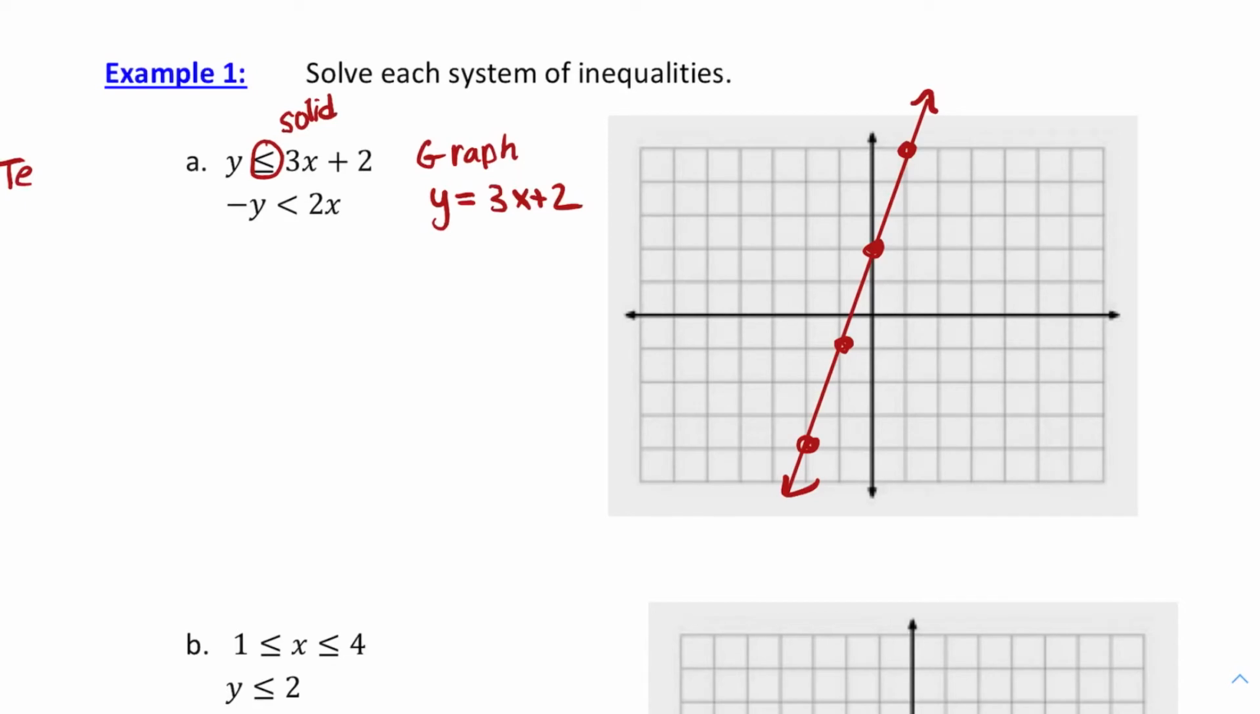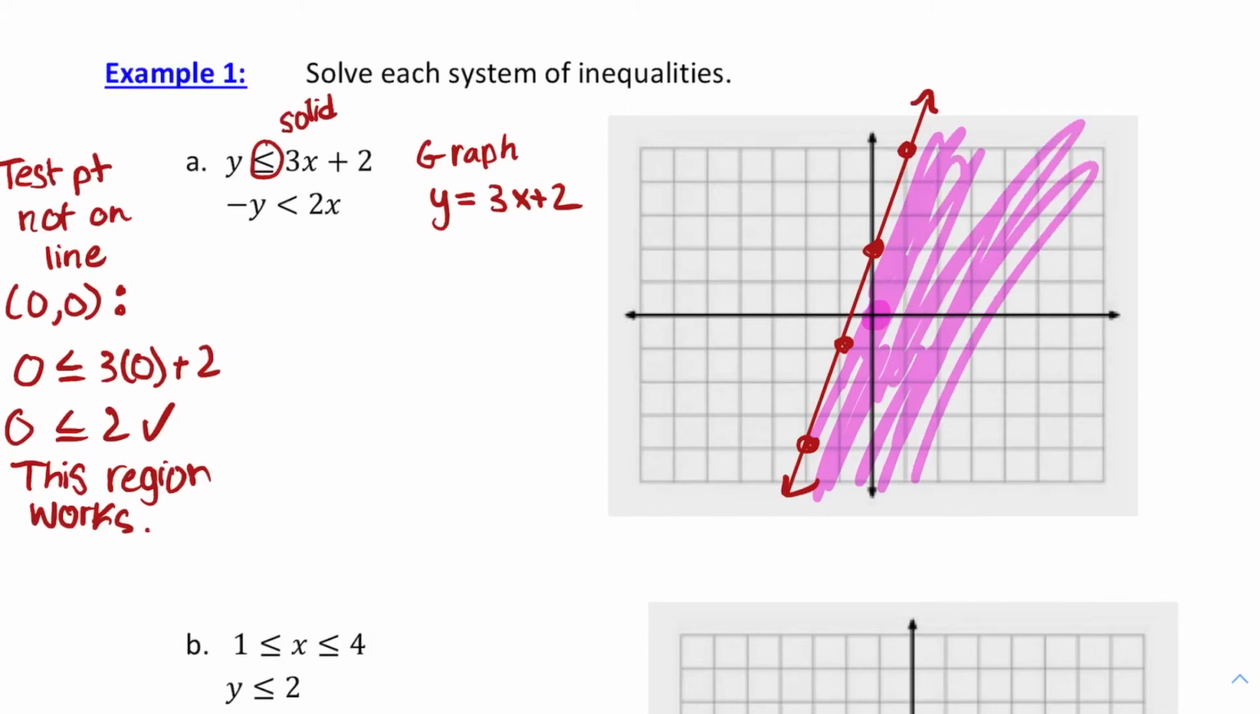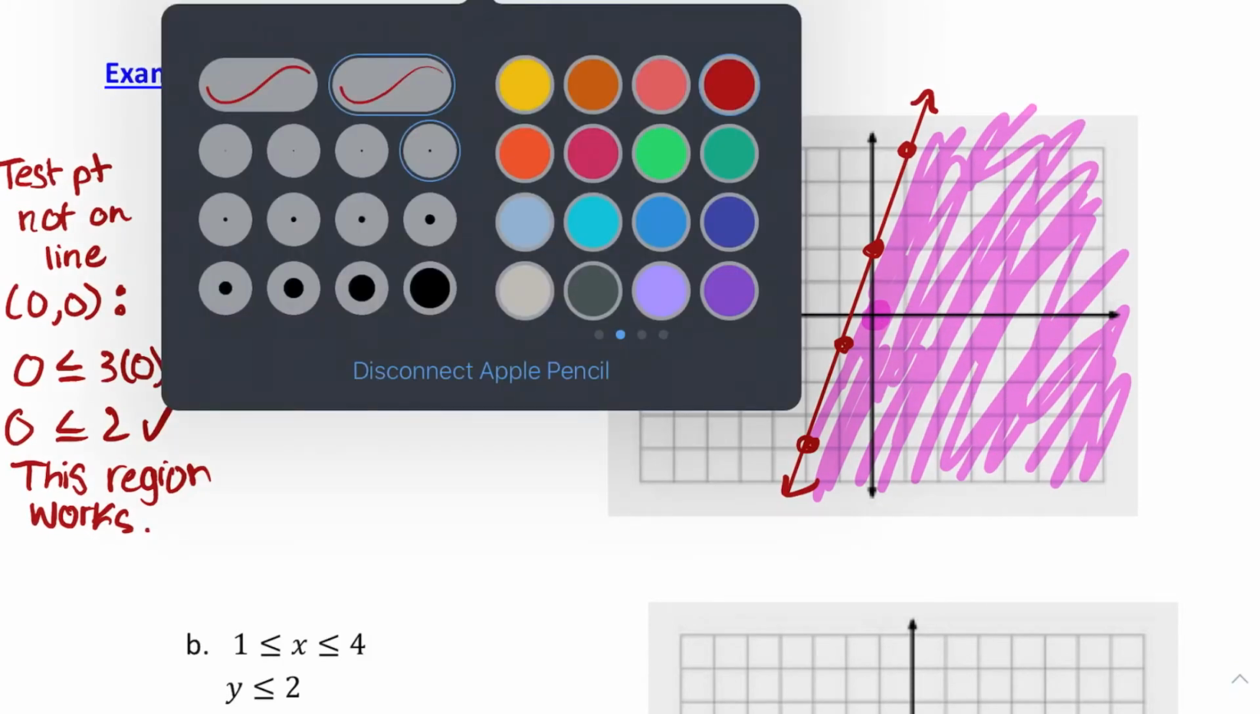Now I need to figure out where to shade. So let me test a point that's not on my line. I'm going to do 0, 0 because it's easy to plug in. So if I plug that in, I have 0 is less than or equal to 3 times 0 plus 2. 0 is less than or equal to 2, which means 0, 0 is in the region that is a solution. So if I locate 0, 0 on my graph right there, the points on that right-hand side of my line are solutions to that first inequality.